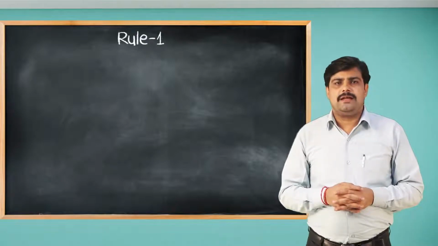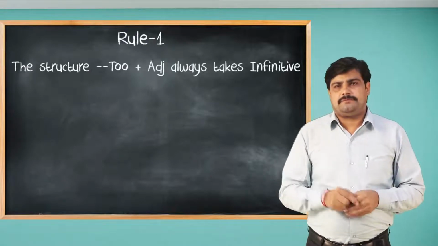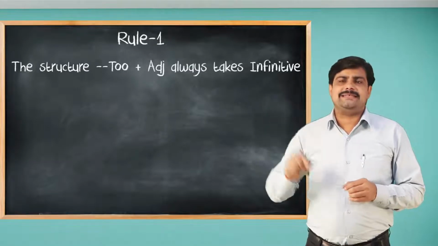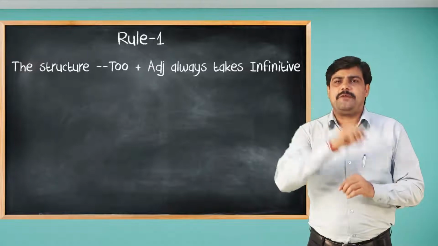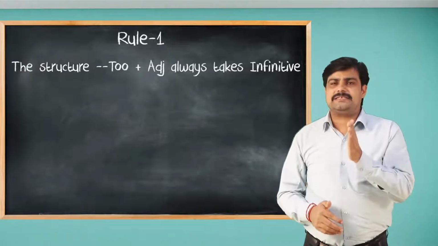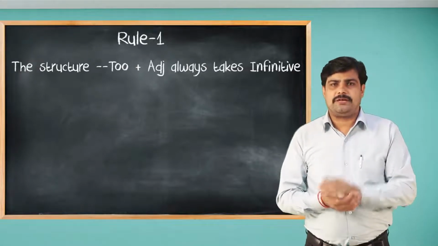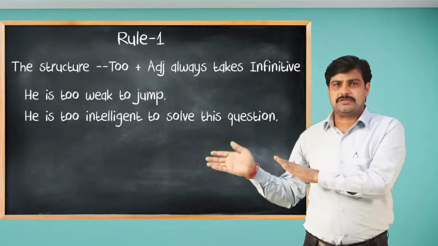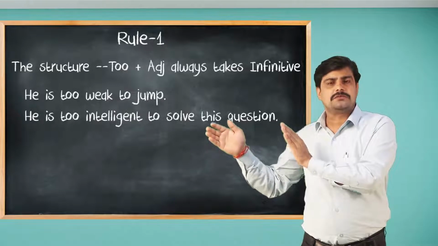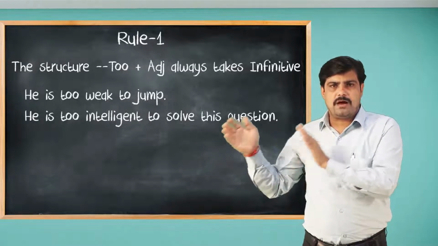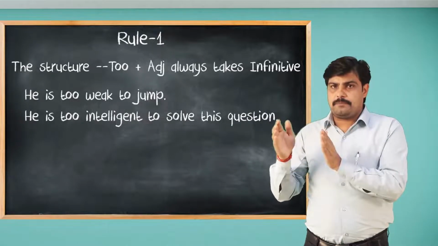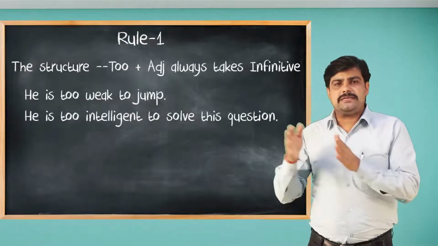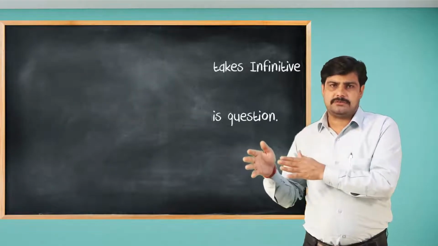Rule number 1, the structure to plus adjective always takes infinitive, and this is a basic structure you have read already. For example, he is too weak to jump. So this is a structure. He is too weak to jump. Now it is to jump. It is infinitive here. He is too intelligent to solve this question.